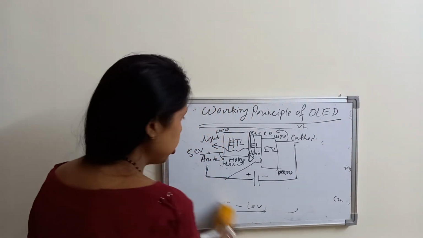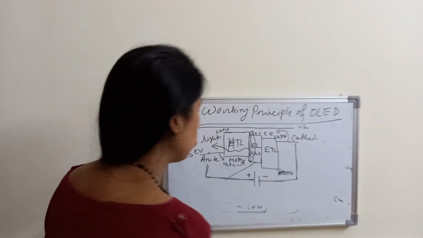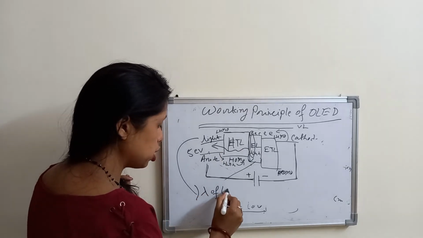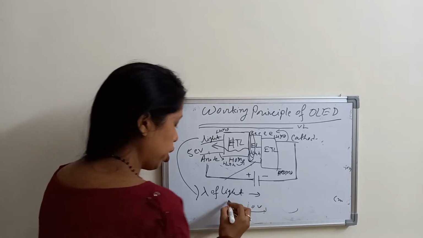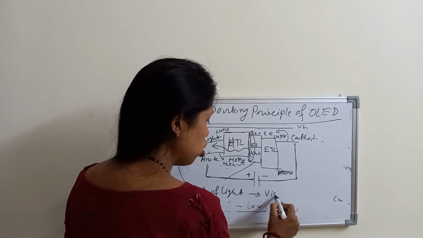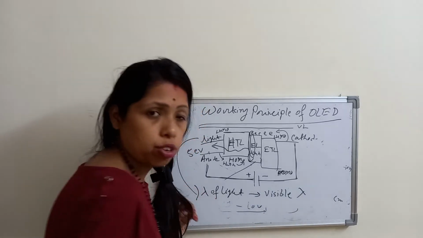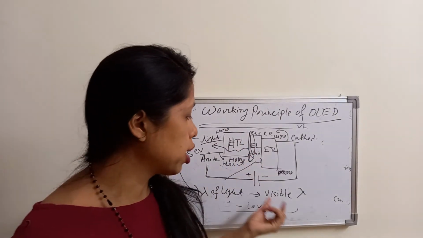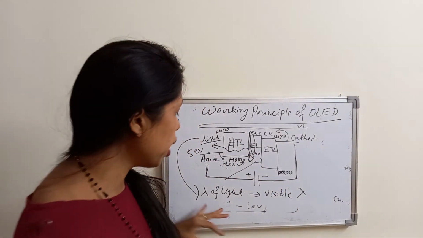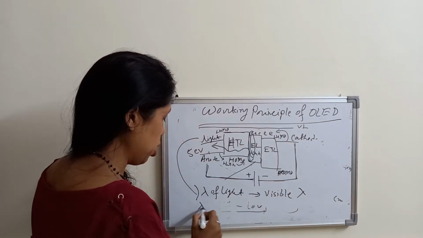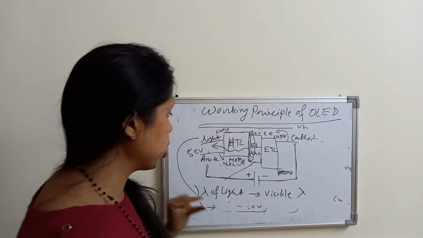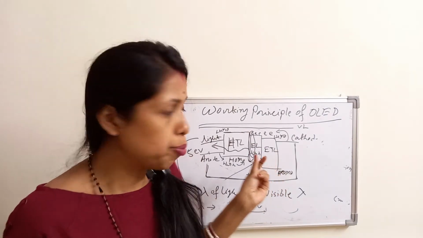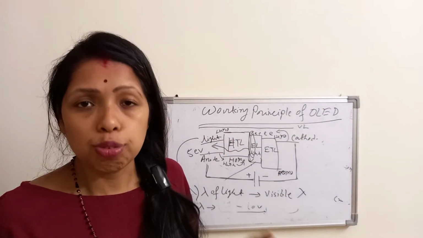Now, here I told that once the electron is recombined with the hole, we will get light energy. The wavelength of this light is equivalent to the wavelength of visible light. Depending on the material, we can get different wavelengths. So this wavelength lambda depends on the difference between the HOMO and LUMO levels of the emission layer, because at the emission layer I am getting a photon, right?